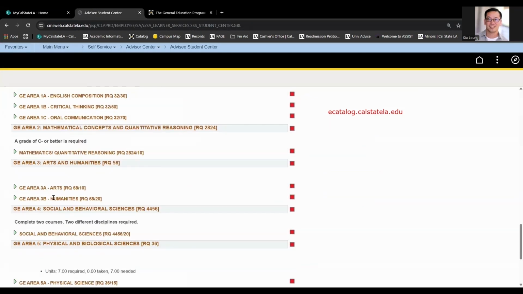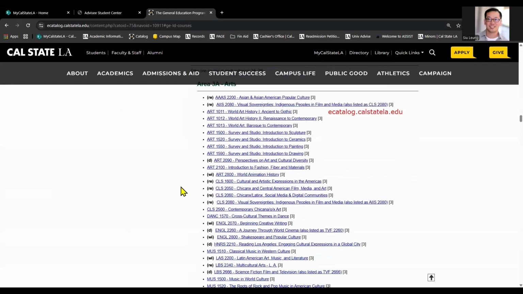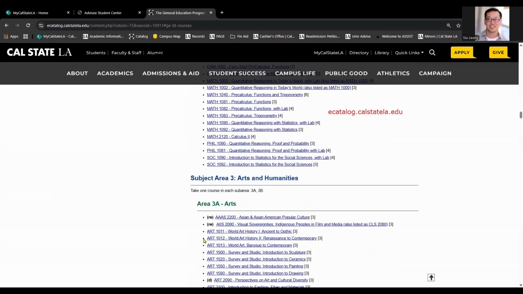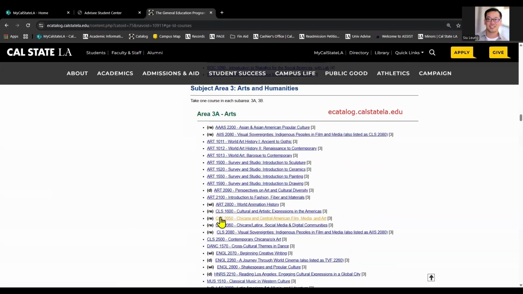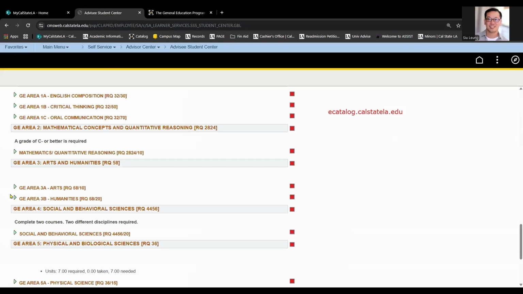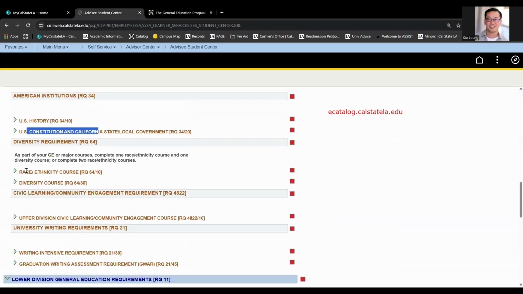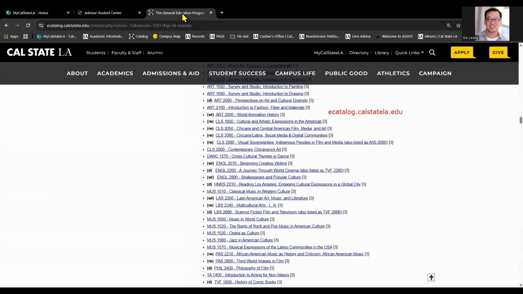So if you want to take an art course, go ahead to that and look at the art. And as you can see, some of these courses have RE in front of it, or a D, or a WI. The RE is race ethnicity. So let me go back to the requirements. So remember, I'm going to scroll back up to the university requirements. Remember, you needed a race ethnicity course. So RE is the race ethnicity. The D is the diversity. So I'm going to go back to the general education.